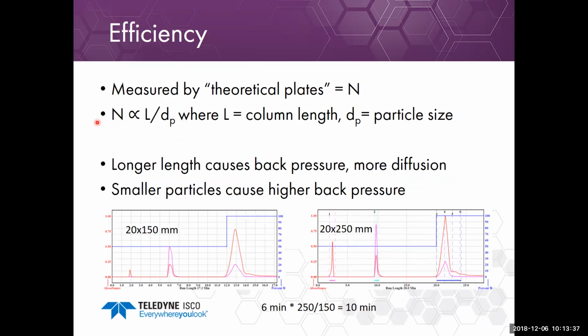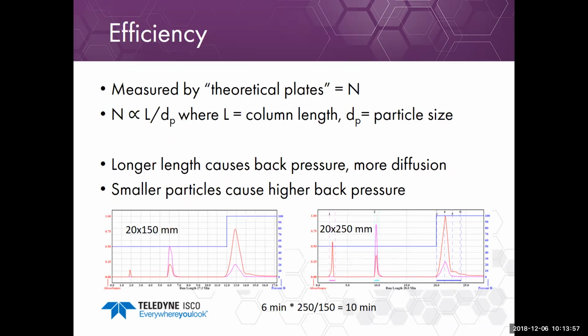Efficiency is determined by the length of the column divided by the particle size. It's in proportion. So a longer length causes higher back pressure, more diffusion. Smaller particles cause higher back pressure. So getting more efficiency comes at a price of back pressure.